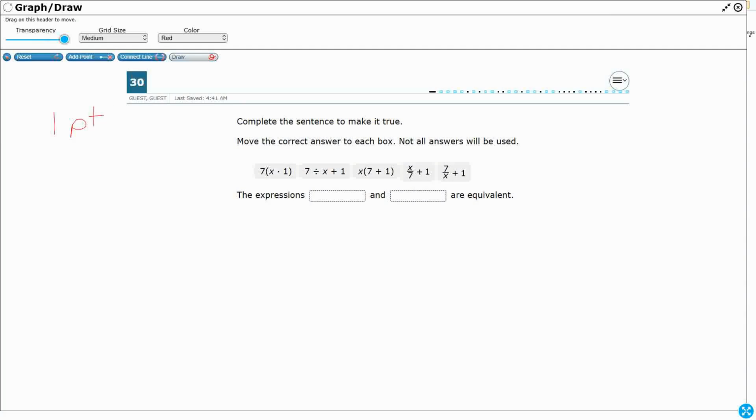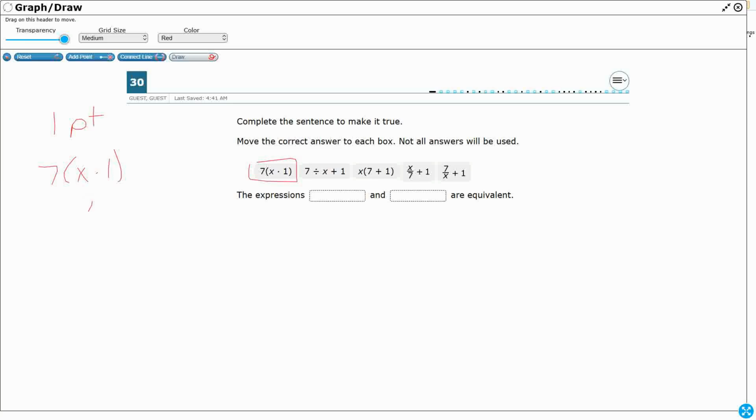that works. Now we're going to use our knowledge of the properties of operations and just operations in general to try to find these two expressions that are equivalent. Let's start with this first one right here. So 7 times the quantity x times 1.